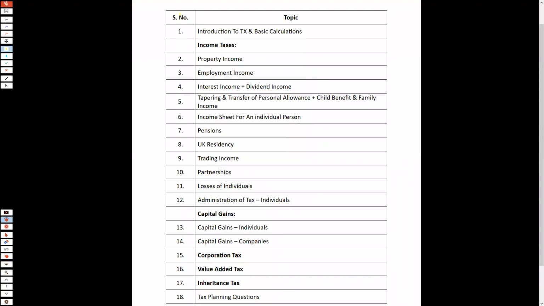Here is the sequence of the topics and the chapters which we are going to cover in this taxation course. Currently, we are discussing Introduction to Tax and Basic Calculations, and about basic calculations we are going to discuss after a few minutes after the discussion of this index. Thereafter, we'll be starting the area of income taxes. And from serial number 2 till serial number 12, all of these pertain to income taxes.